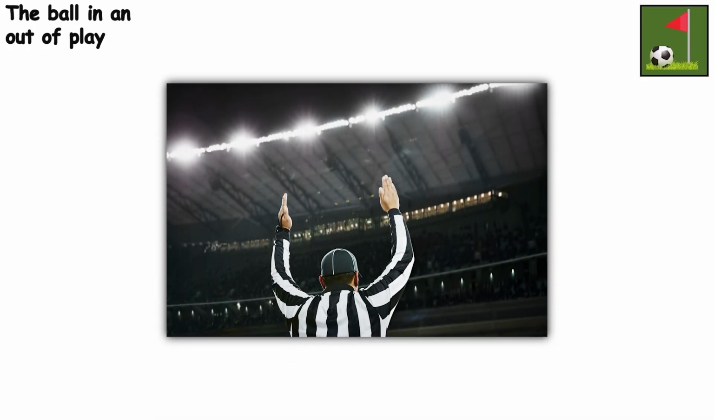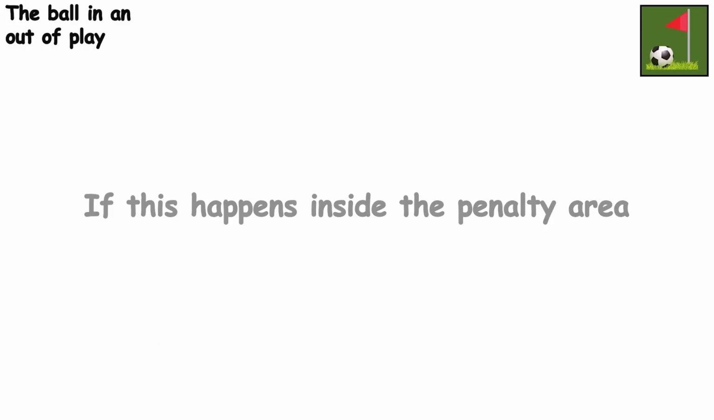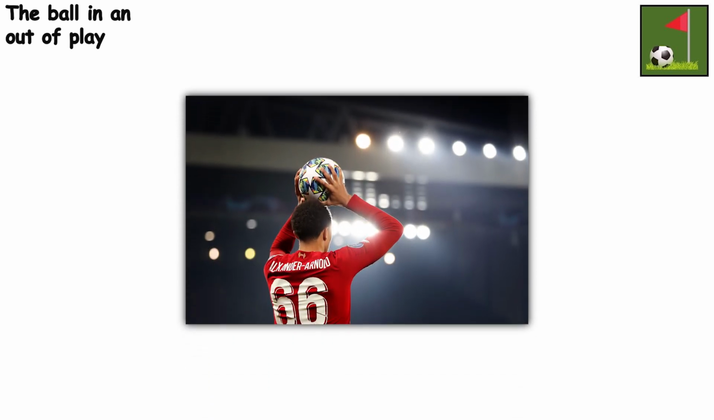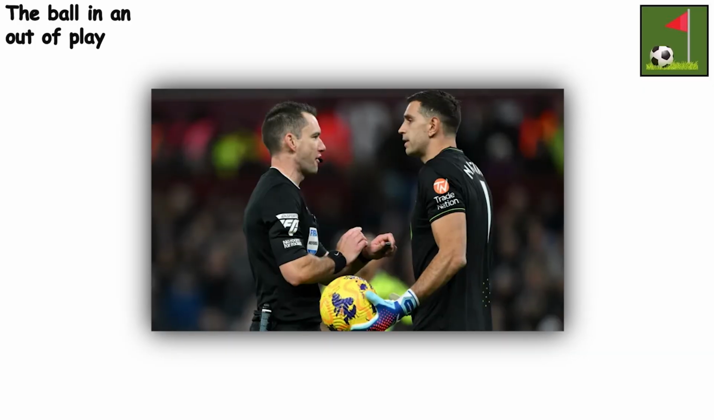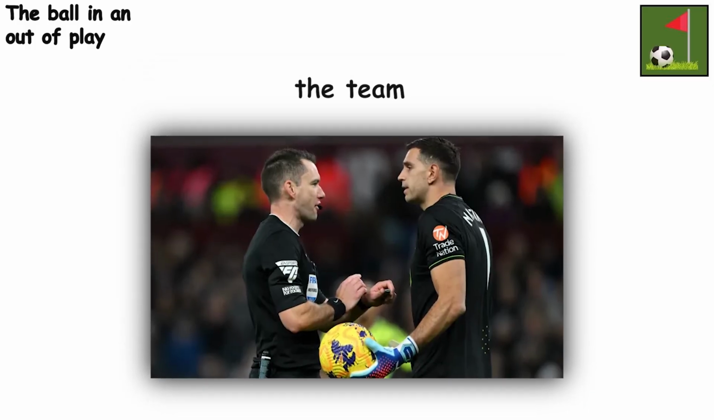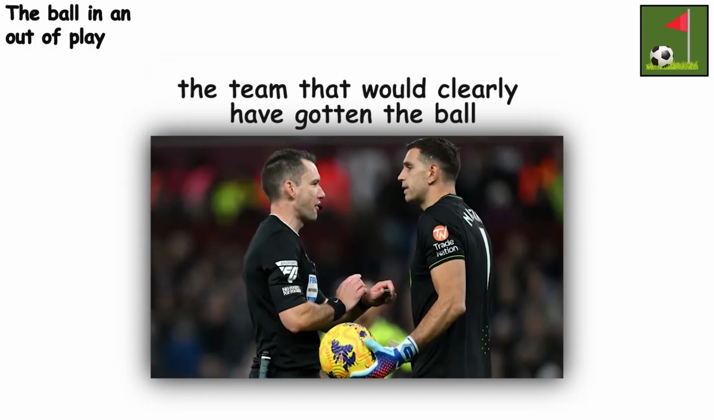When play stops without a specific restart rule to apply, the referee will restart the match with a dropped ball. If this happens inside the penalty area, or the ball was last touched there, it is dropped to the goalkeeper of the defending team. Otherwise, the ball is dropped to a player from the team that last had possession, or to the team that would clearly have gotten the ball had play continued.